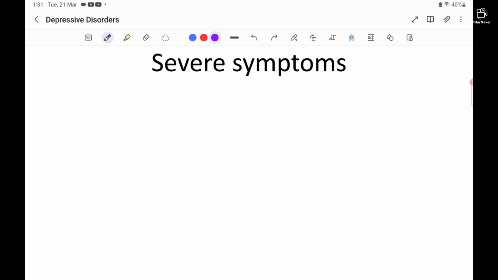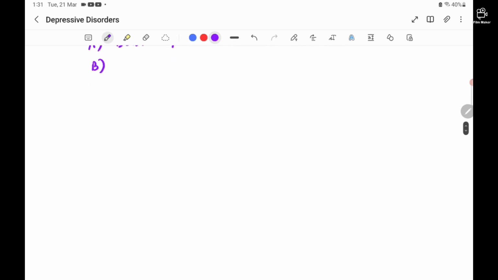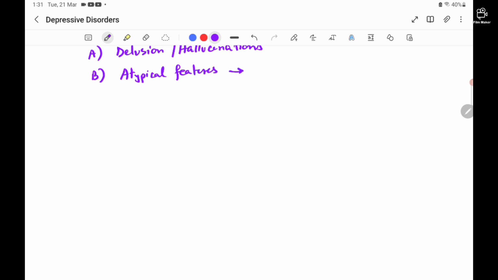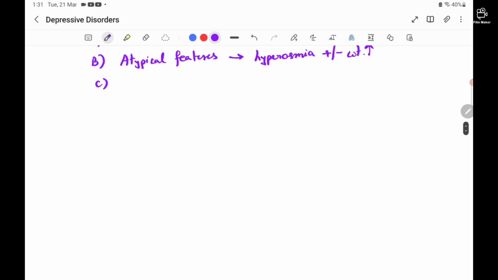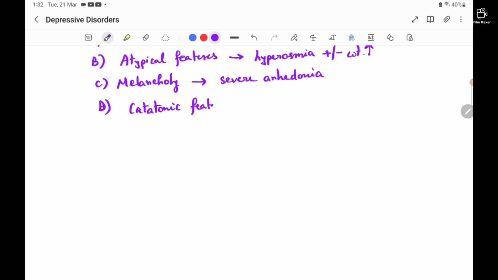In severe symptoms, we have delusion or hallucinations, then atypical features like hyperosmia, plus minus weight gain, melancholy, that is severe anhedonia, and we have catatonic features, which is stupor and negativism.